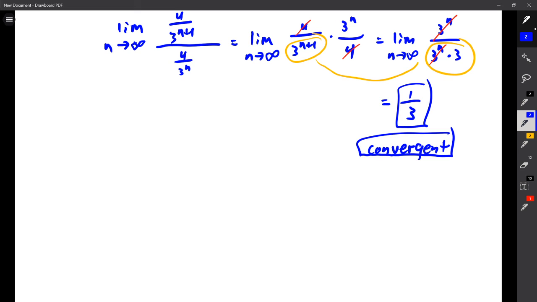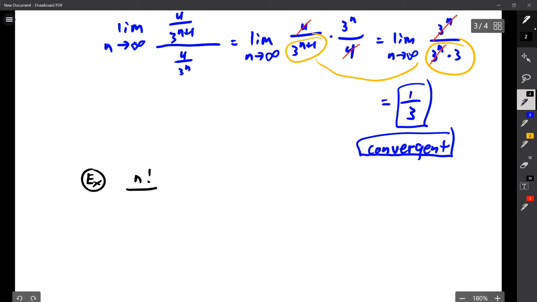Yeah, let's see what happens here. Let's say we have, I'm going to actually make it up in terms of n first. I'm going to go with n factorial over n squared.